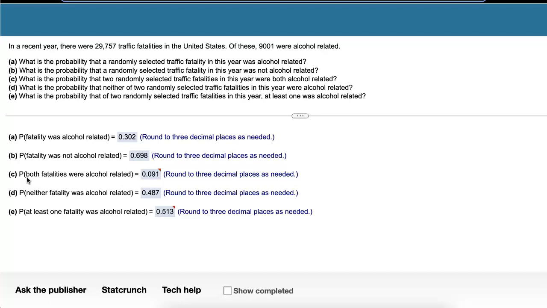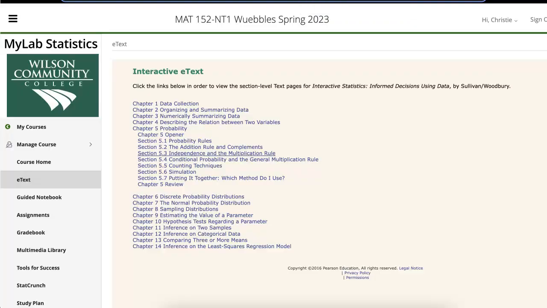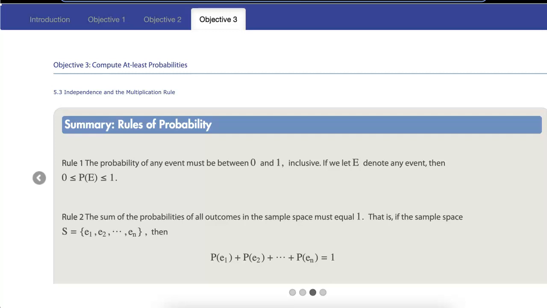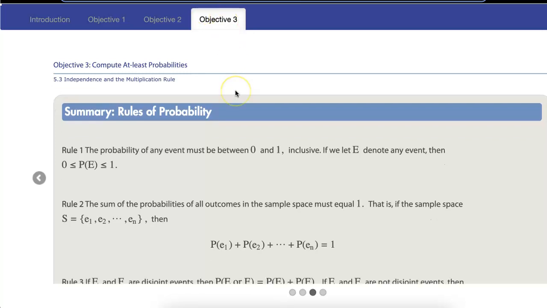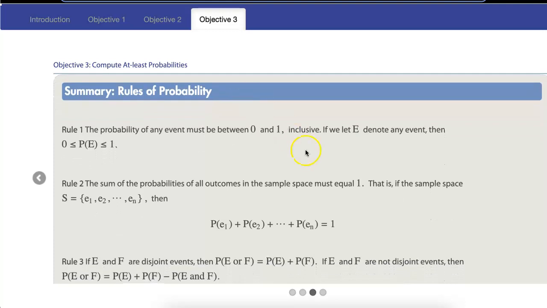So what I want to do is go back to the e-text, which you do go through in your assignments. And this particular lesson comes from section 5.3 on independence and the multiplication rule. Now, when we open that e-text, you would want to forward through Objective 3 and go to the next to last page in Objective 3.